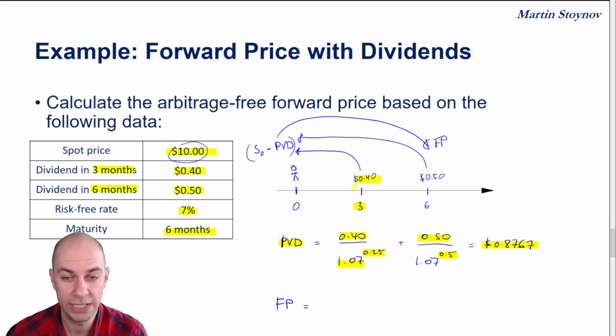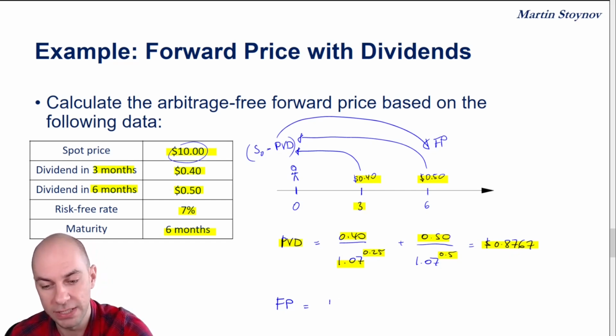Now, always do a sanity check. 40 plus 50 is 90. Then you obviously have to discount that back. And 90 cents is the undiscounted cash flow. So if you discount it back, you're getting shy of 90 cents, which is 87. Fantastic. That seems to be working.